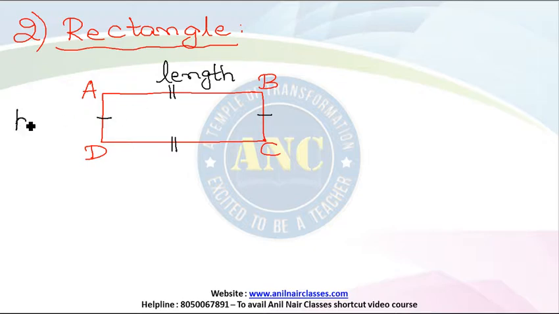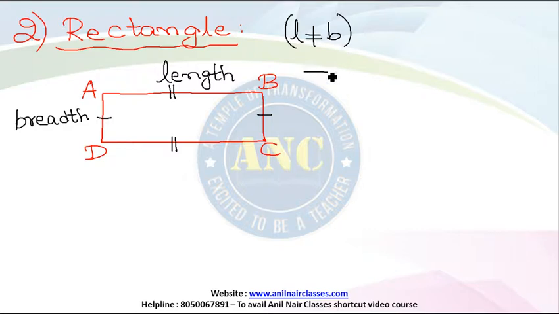If one of them is length, then the other is breadth. Or in simple language, if length is equal to breadth, it becomes a square. If length is not equal to breadth, it becomes a rectangle. Rectangle is also a four-sided figure, a quadrilateral where length is not equal to breadth. Square is also a quadrilateral where length is equal to breadth. That is the only difference between length and breadth.